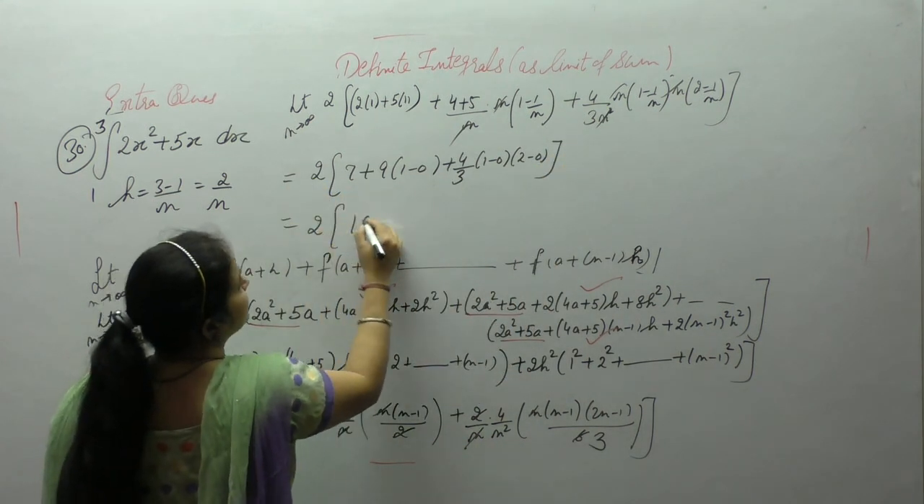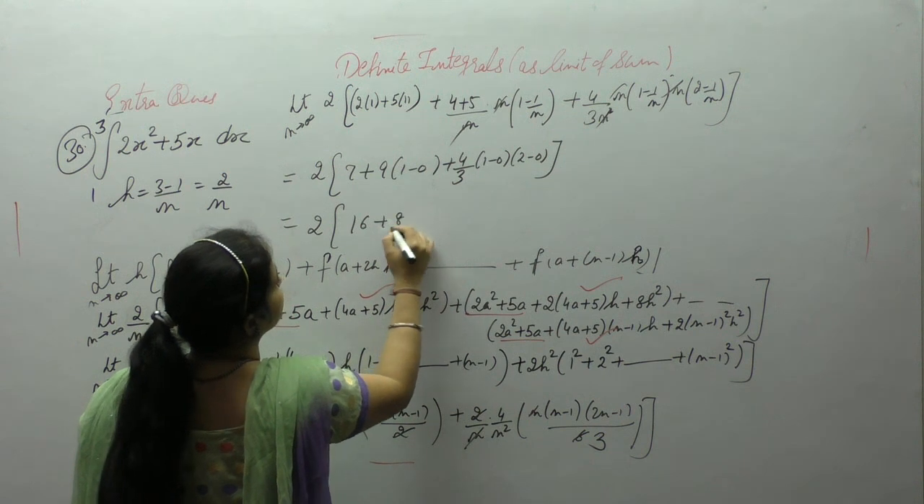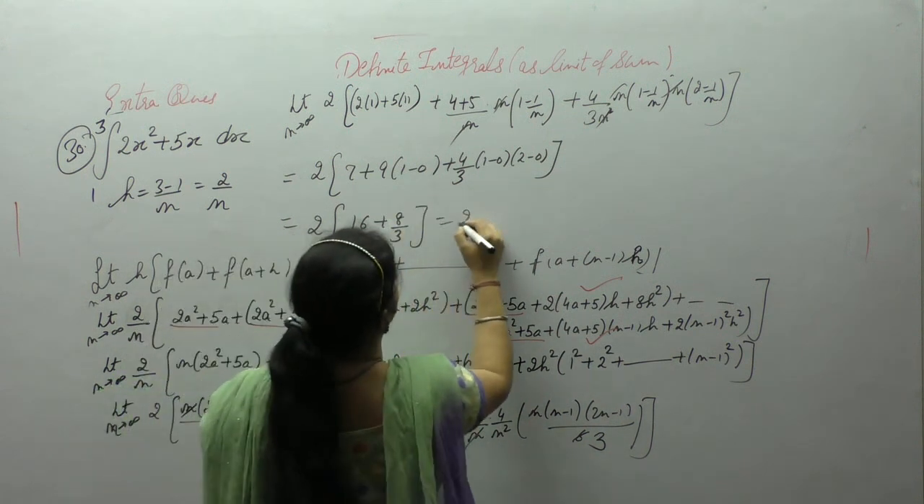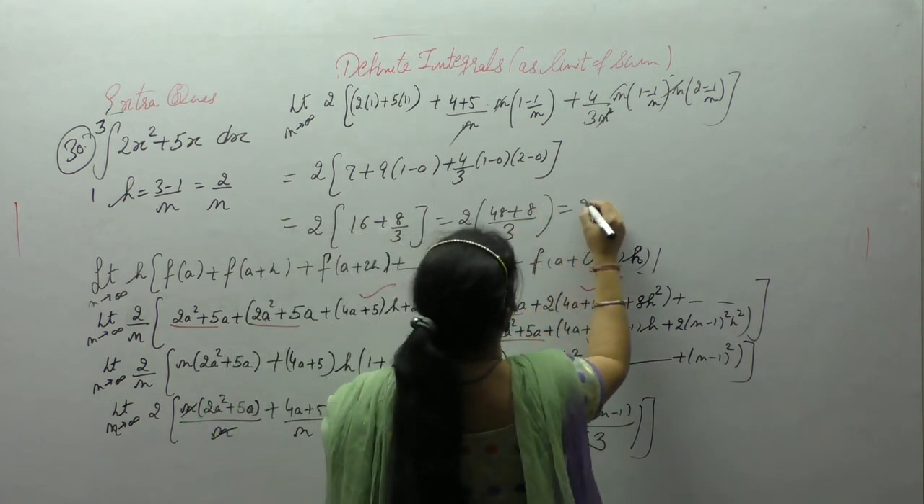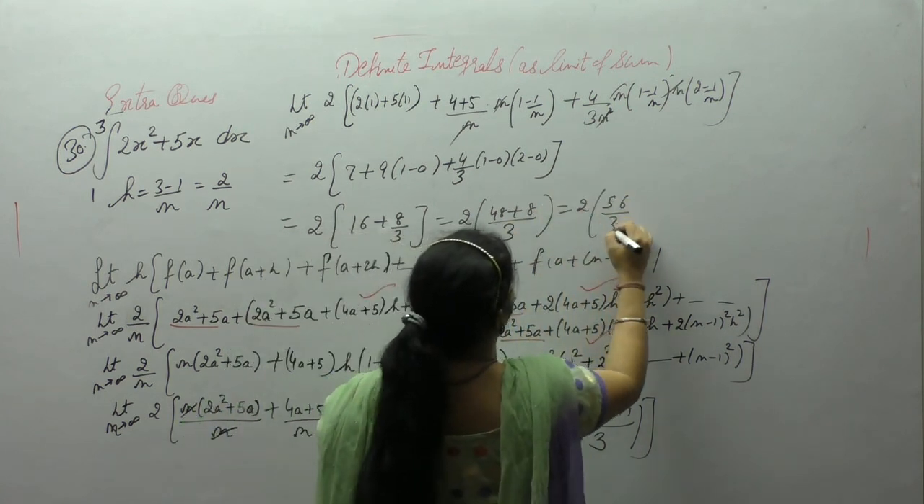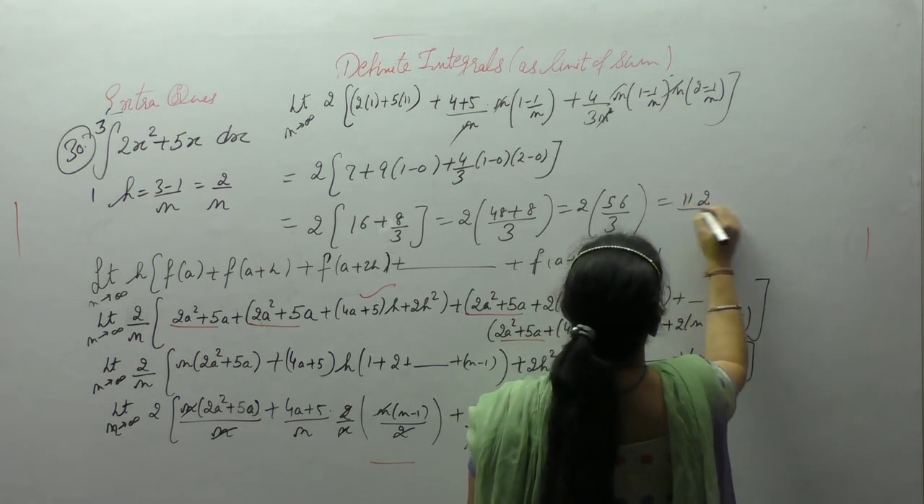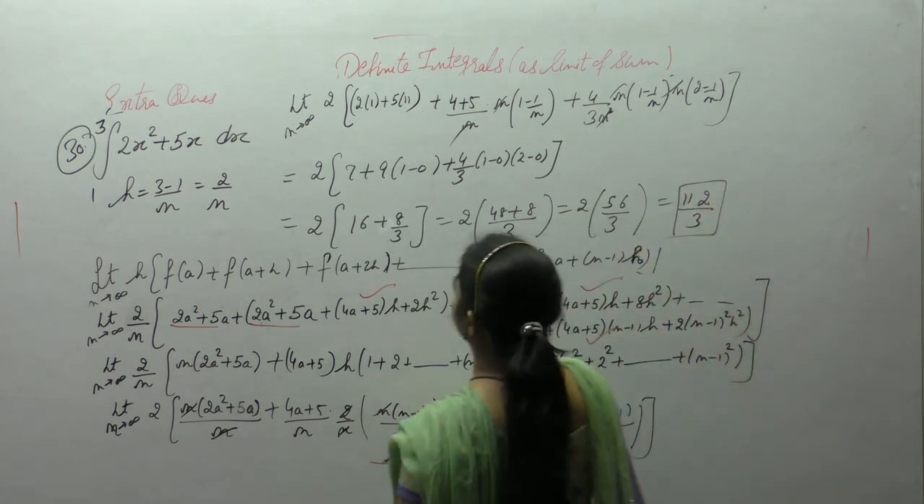2 plus 16 plus 4 into 2, 8 by 3. That is 48 plus 8, 56 by 3, so the answer is 112 by 3.